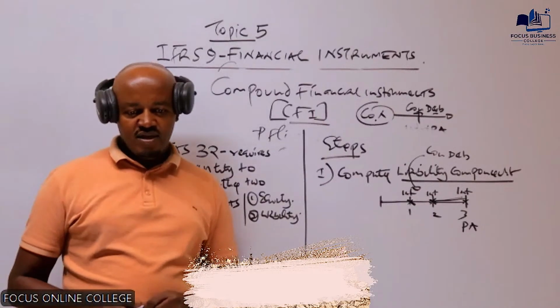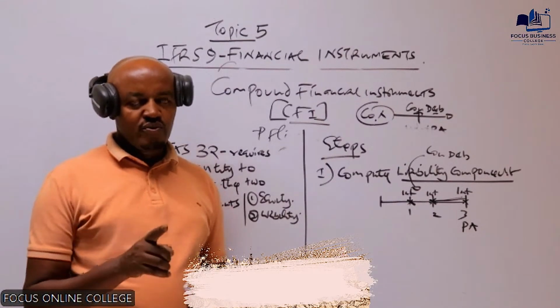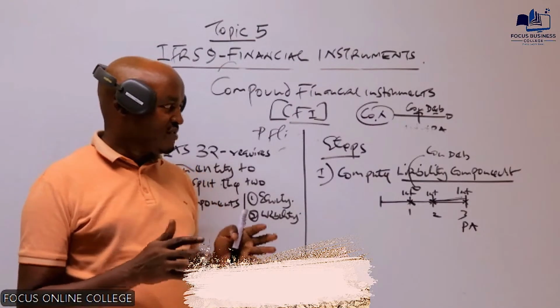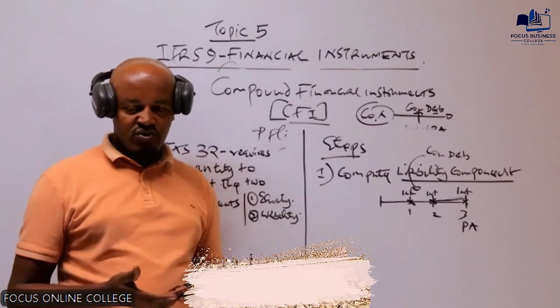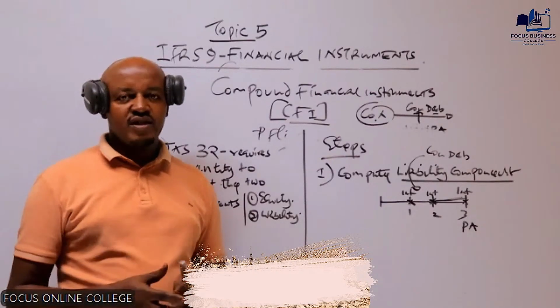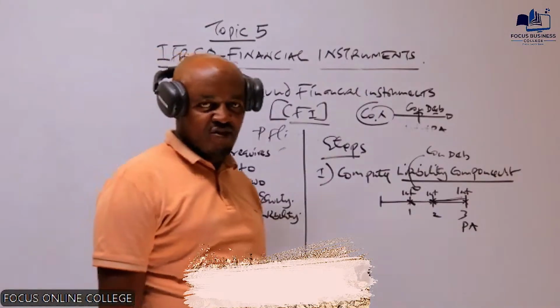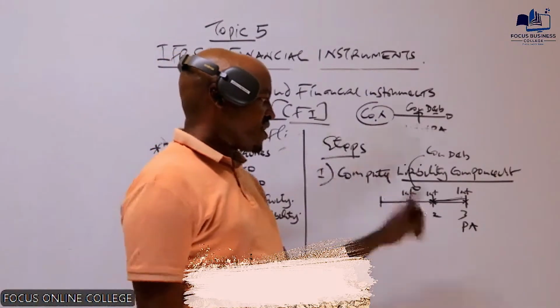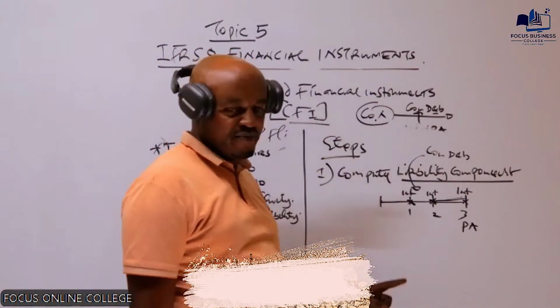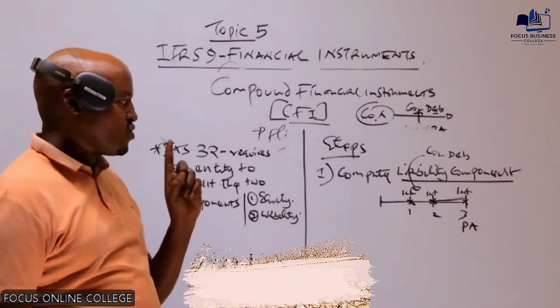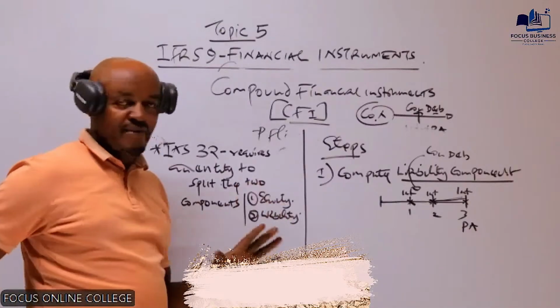But in this case, we assume that the holders of these convertible debentures will not convert them into ordinary shares. So if the holders will not convert them into ordinary shares, for the next 3 years the company must pay interest on an annual basis, and at the end of the third year, the company must redeem them by paying back the principal amount.